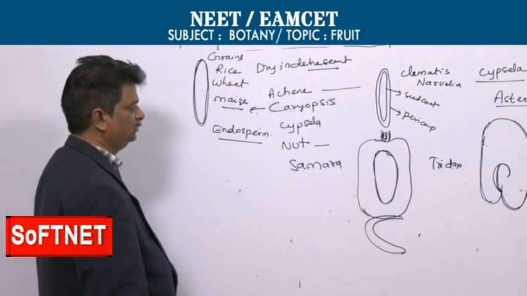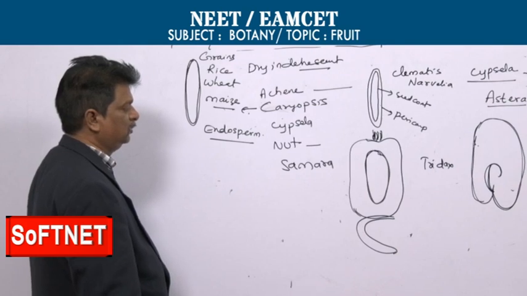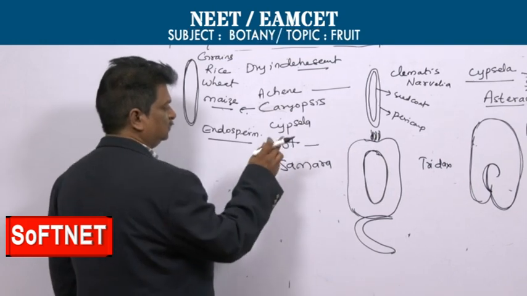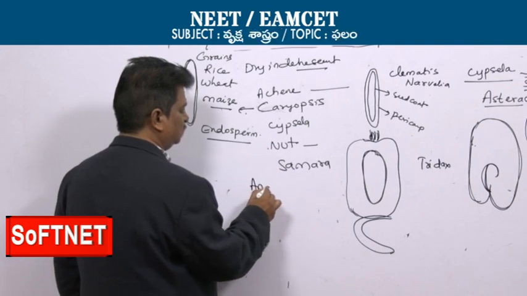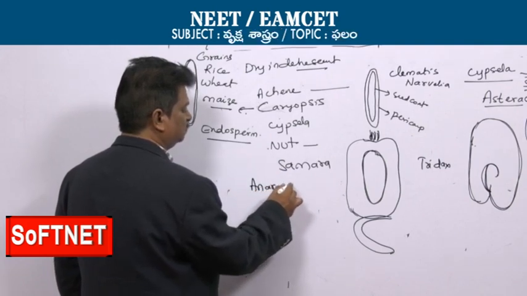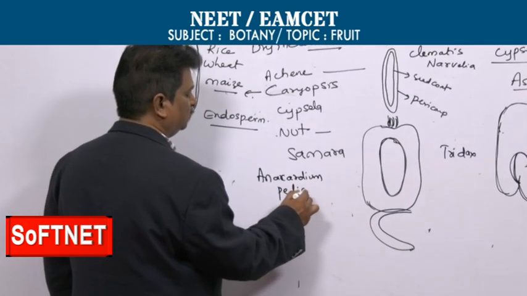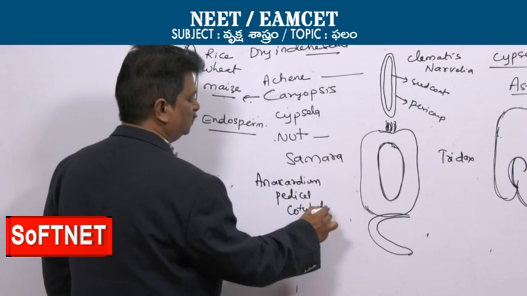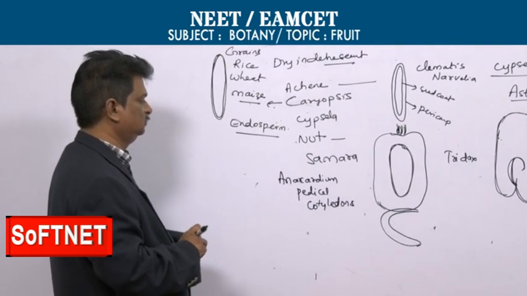Among indehiscent fruits, this is the nut, in which the pericarp is hard. In a nut, true and false fruits are found side by side. Example for nut: Anacardium, common name cashew nut. In Anacardium, the edible parts are the pedicel and also the cotyledons.